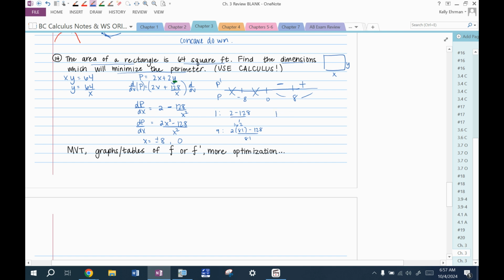So find the dimensions. I know that the minimum perimeter occurs when x equals 8 and y equals 64 divided by 8. So y also equals 8. And I should label those in feet. If I had to justify, I would say in words, because P prime changed from negative to positive.